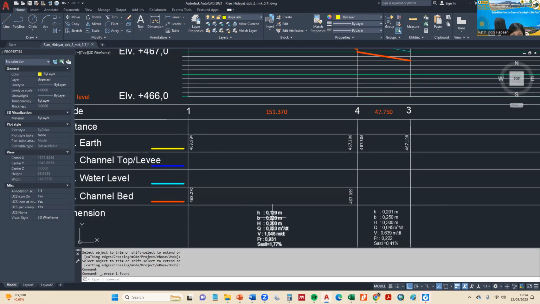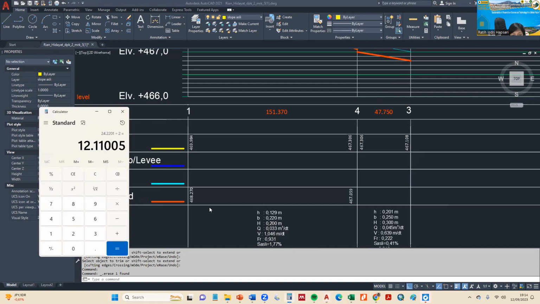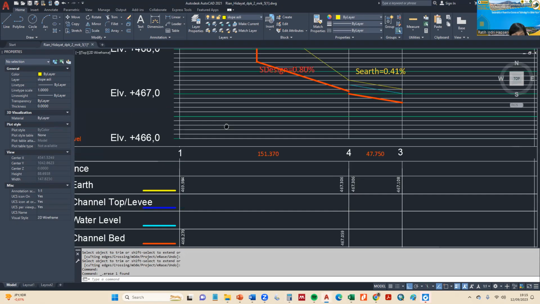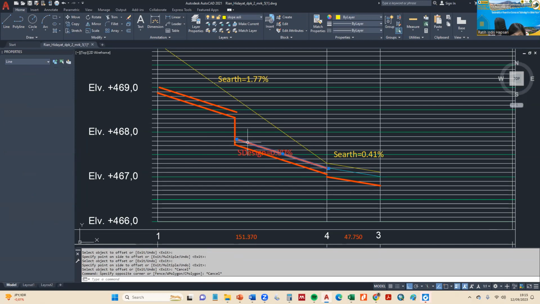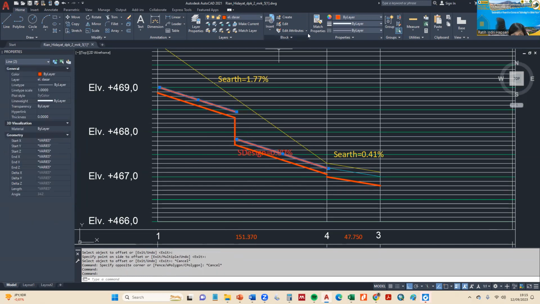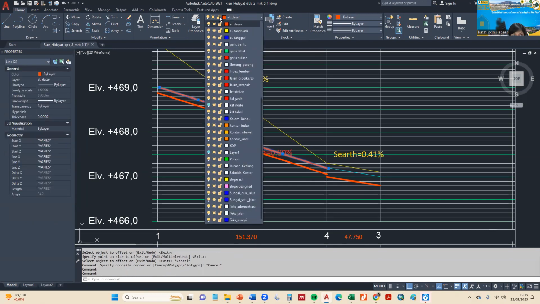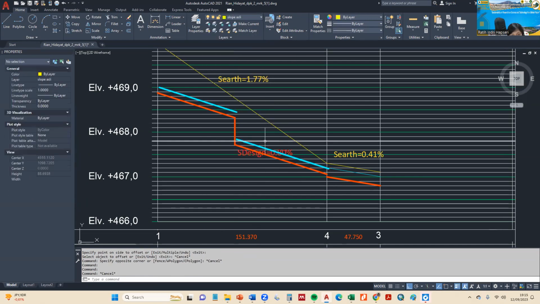Water level is 0.129 above the ground. So times 1000 divided by 50. So offset 2.58. Yes, this is the water. Water. Okay.